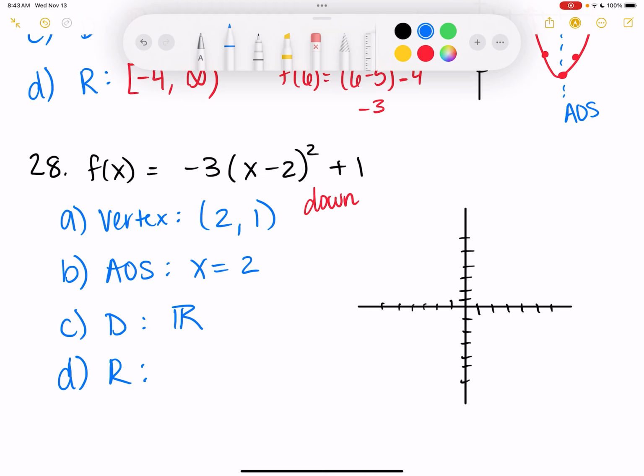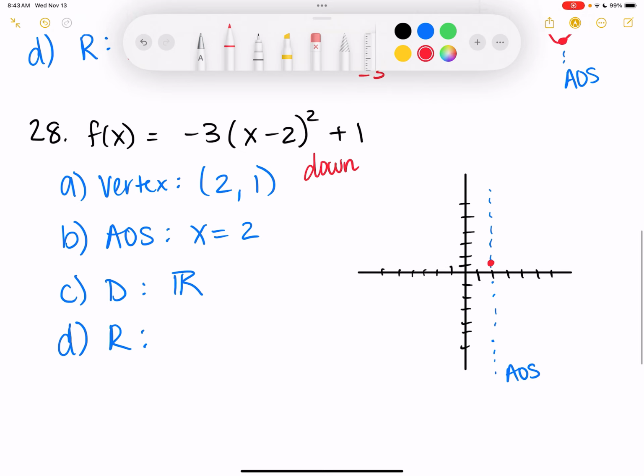All right, so I have axis of symmetry at x equals 2. Put my dotted line here. Label it. I have a vertex at 2, 1. So then I would choose a number pretty much either side here. So let's just say, let's do 1 on this one. So I would have f of 1 is -3 times 1 minus 2 squared plus 1. So what would I get if I did that?